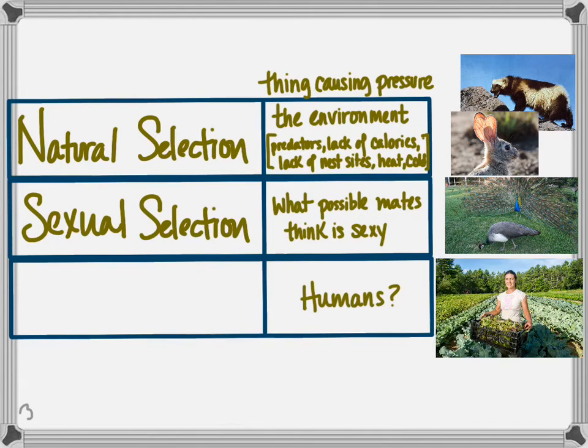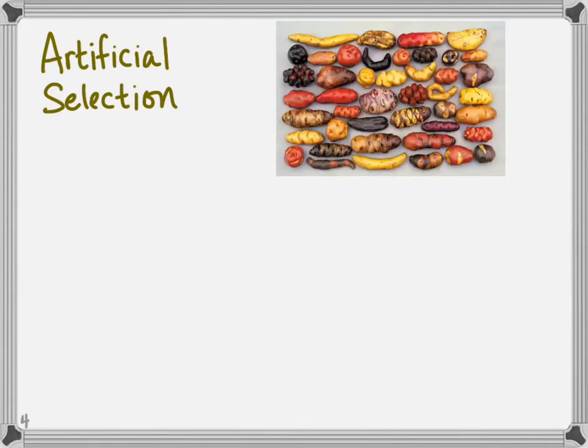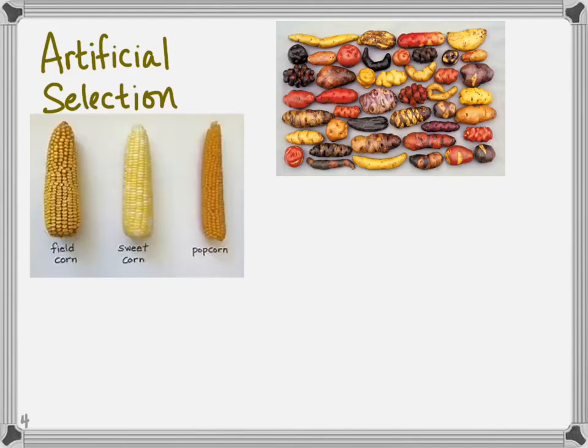Sure. We've been doing it for 10,000 years. Artificial selection is when humans choose traits in domestic plants or animals and only allow the individuals with the traits desired by the humans to breed. It's how you get 4,000 varieties of potatoes out of a single ancestor species. How you get flour corn, field corn, popcorn, and sweet corn out of a single ancestor species.